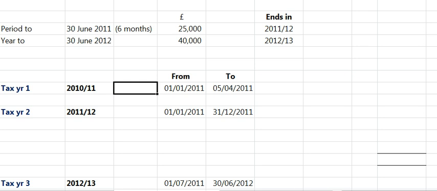So we are going to tax from the 1st of Jan to the 5th of April. That's 3 months of these 6 months. So we want half the profit falling in that year. So half of 25,000 gives you £12,500.